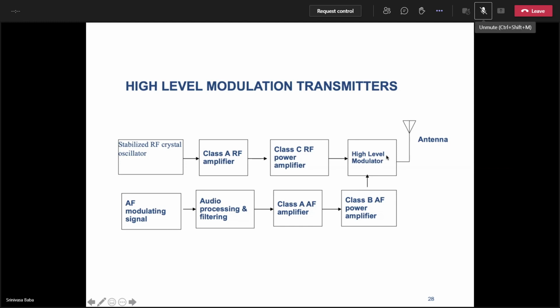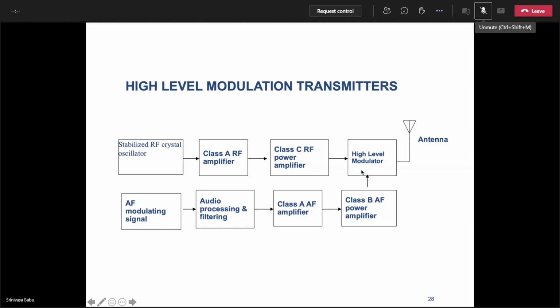Then they are applied to a modulator. This modulator must be a high level modulator. High level modulator is a non-linear amplifier. Again, a non-linear device. In our syllabus, we have studied two types of AM modulators. The first one is switching modulator. Second one is square law modulator. The square law characteristic of the diode or a transistor will be used, and then you produce the modulation at the output. But here we have to use a high level modulator.